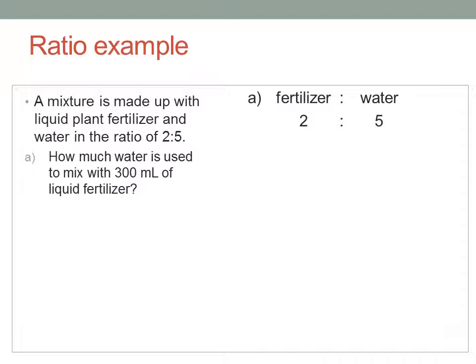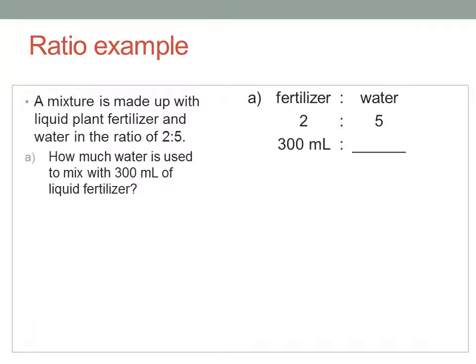Well, let's set up a ratio. Fertilizer and water are mixed in the ratio 2 to 5. Always put headings at the top of the ratio so you don't get confused about what's what. Here I have 300 ml of fertilizer, so put that in the column for fertilizer. Notice I'm working down the page, keeping everything lined up where it belongs. So, how much water do I need to mix with 300 ml of fertilizer?